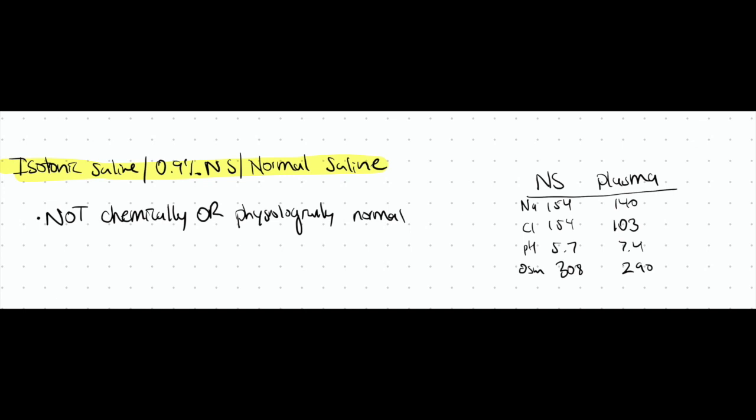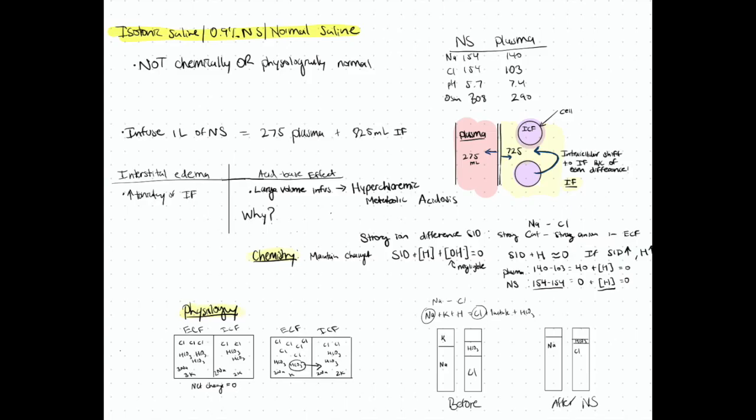Ironically, normal saline is not really normal per se. And what I mean by that is compared to plasma, there's way more salt, it's lower in pH, and it's actually a little higher in osmolarity. Despite that, normal saline will be your go-to fluid of choice for resuscitation, and I'm going to talk about why that's the case in a little bit. But let's say you infuse 1 liter of isotonic saline to a patient.